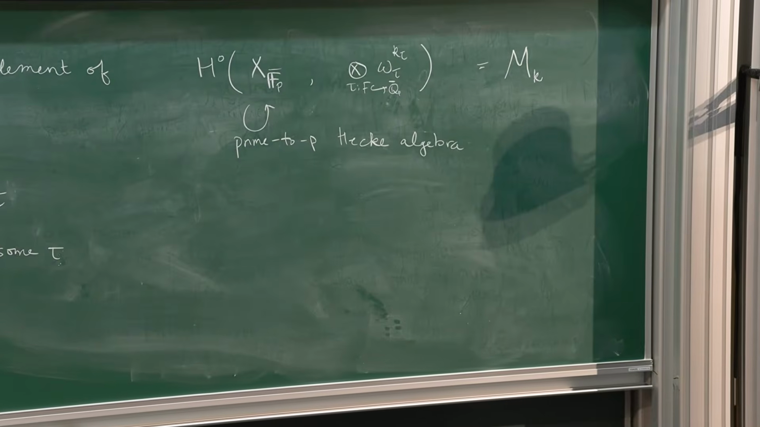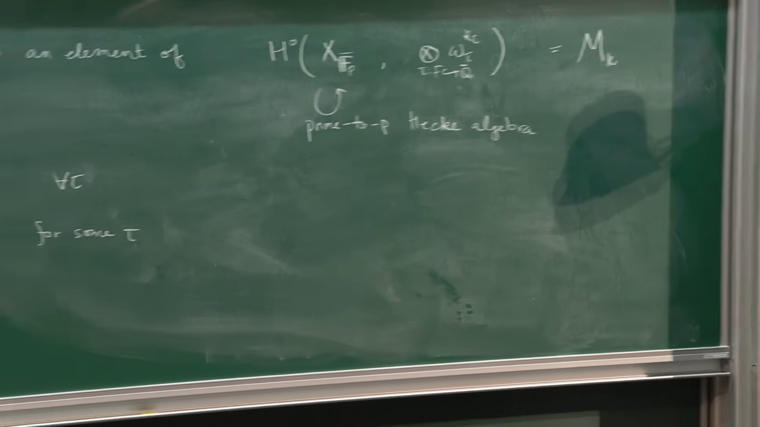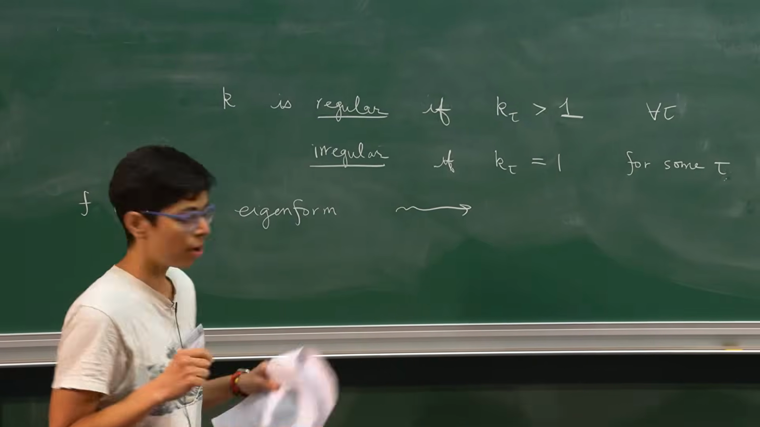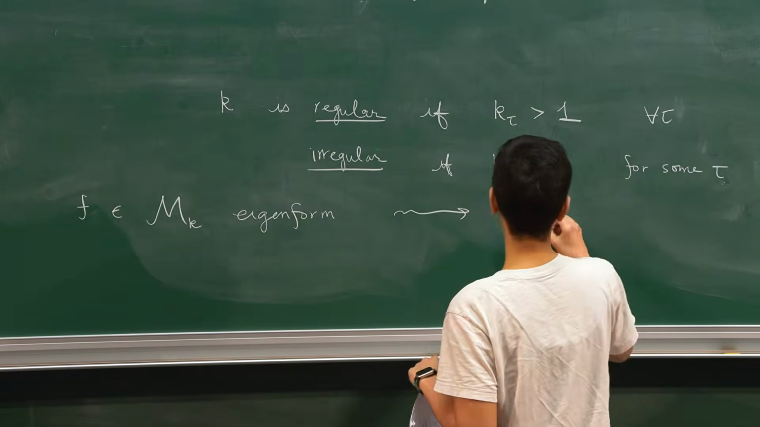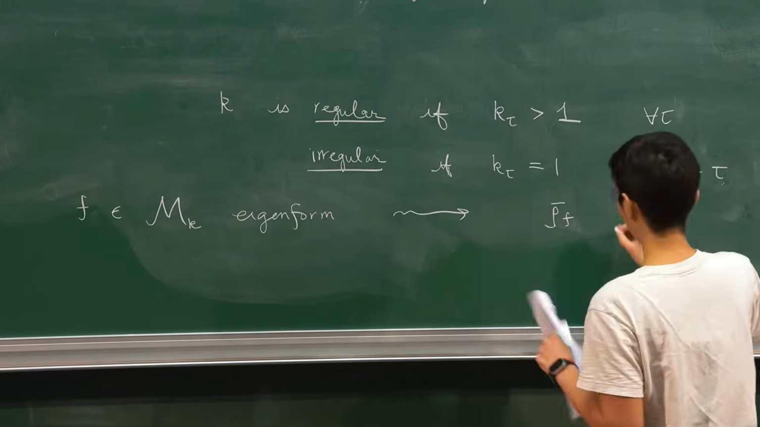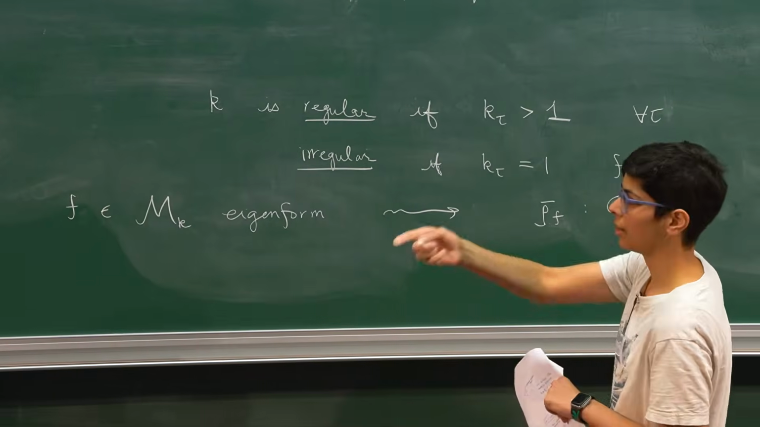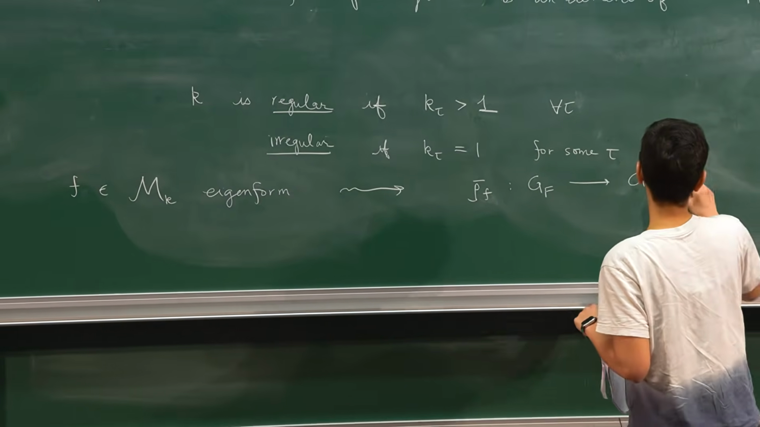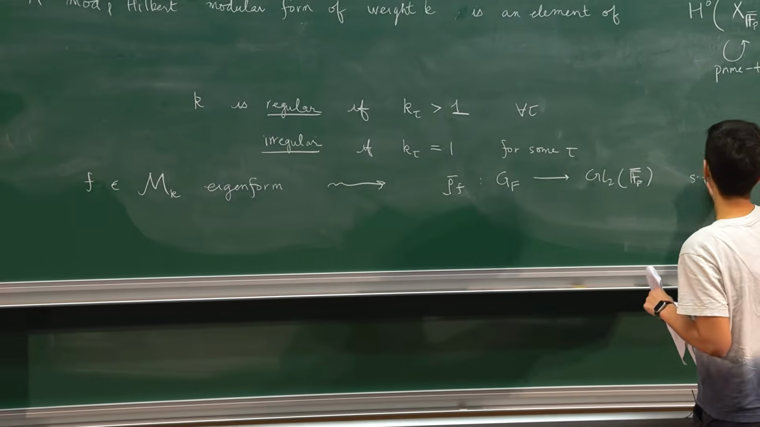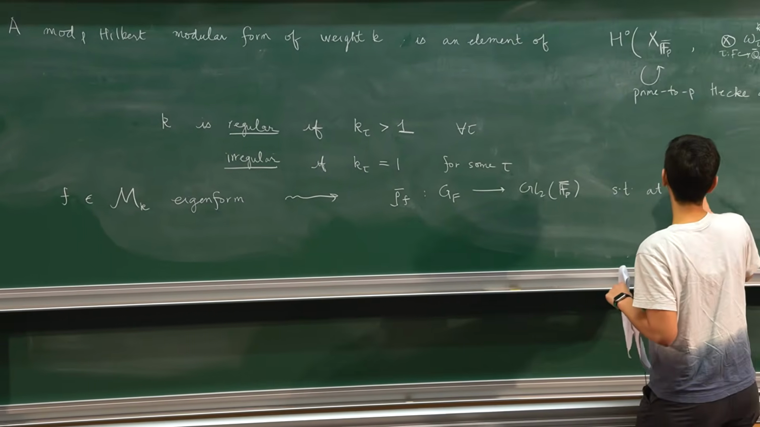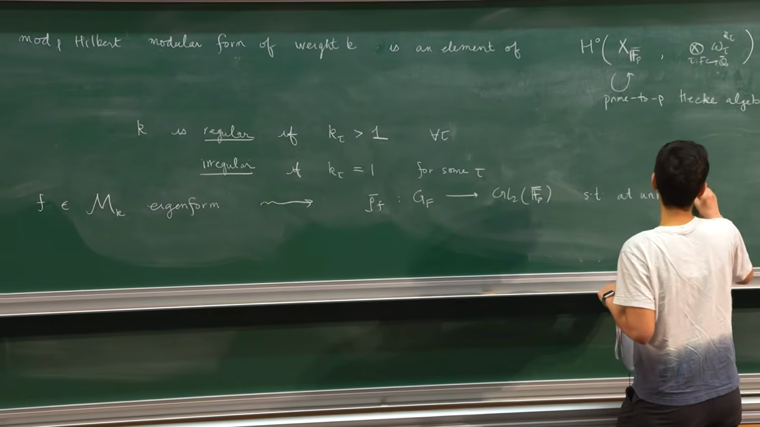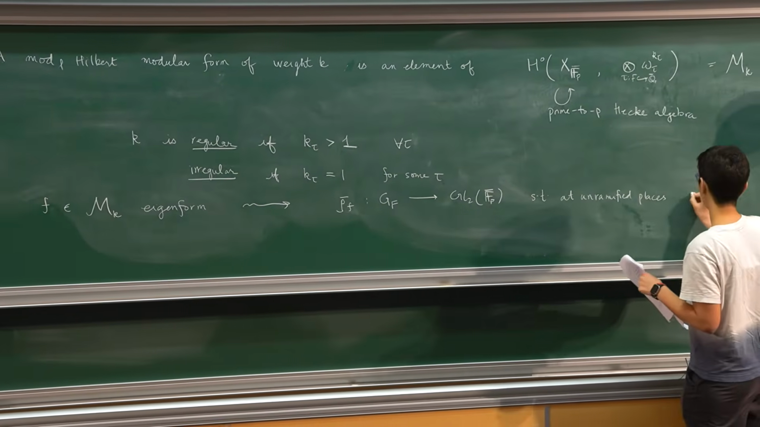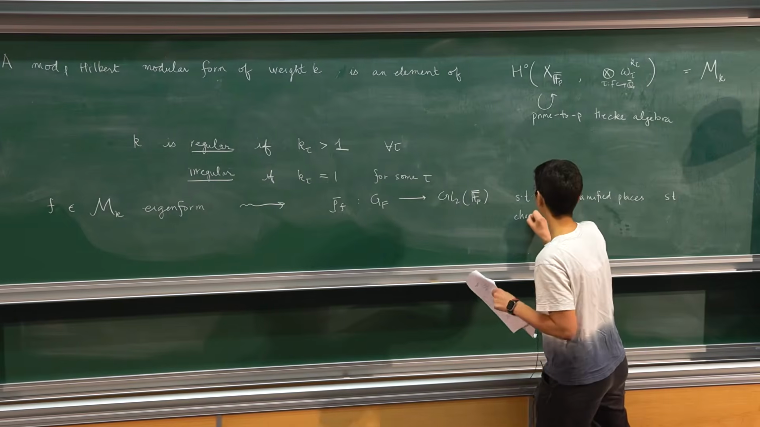So if I start with a Hecke eigenform for this prime-to-p Hecke algebra, then there's a way to associate to this Hecke eigenform a mod p Galois representation, from the Galois group of this totally real field to GL2(F_p bar), such that at unramified places away from p, the Frobenius characteristic polynomial matches the Hecke eigenvalues, in some particular standard way.